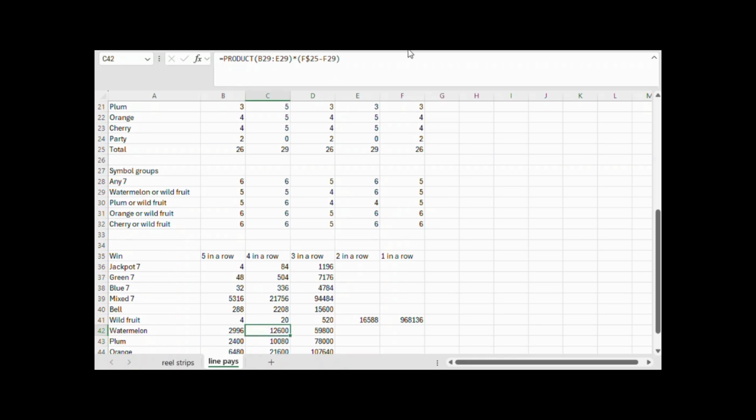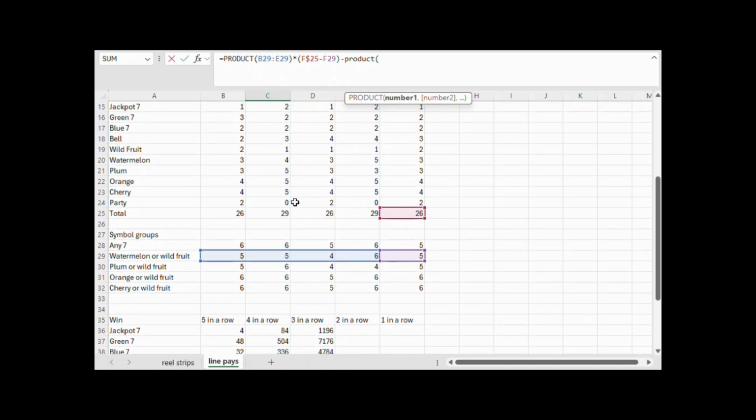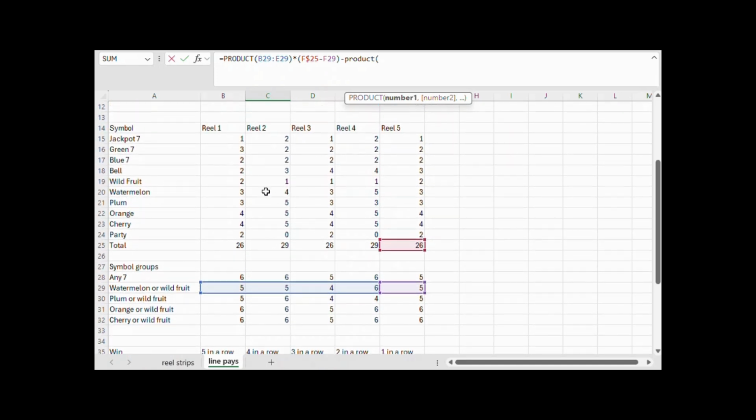So for 4 watermelon, let's subtract out the number of ways the player can get wilds on reels 1 to 4, and the probability of not getting a wild or a watermelon on reel 5.